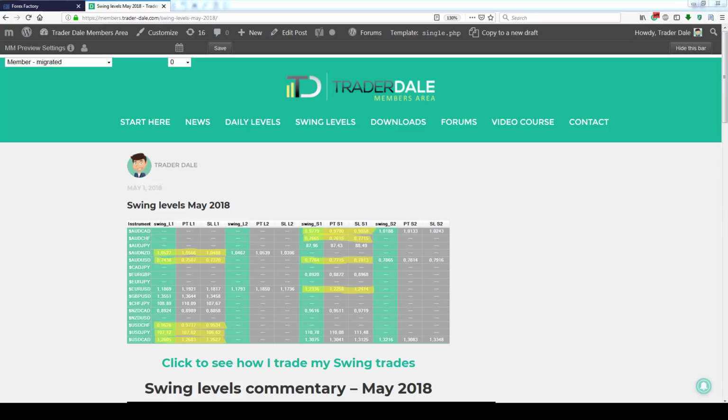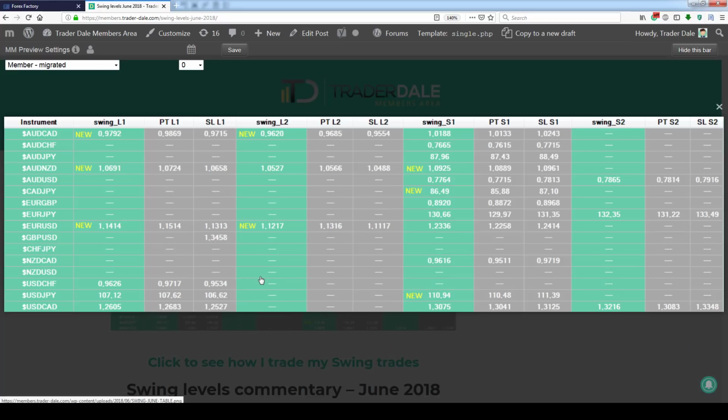So let's go into the table which I published in June. As you can see from the table, there are some new levels on the euro dollar, this one and this one, but those levels did not get triggered in June, they got triggered in July. So let's go into the table in July. It will also include those two levels, and then I'll go to the charts and show you how the price reacted to those levels, alright?